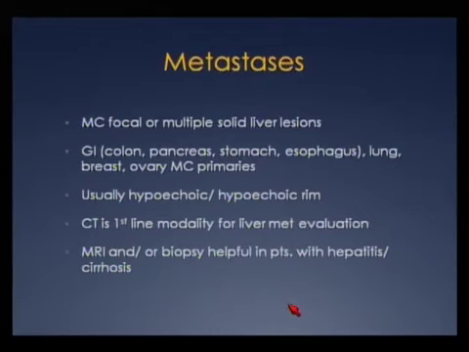Now metastases are the most common solid liver lesion, usually from a GI primary, but lung and breast are other common primaries we see METs from within the liver. METs are usually hypoechoic, but can have a highly variable appearance. And if we want to look for METs in patients, we usually do CT.